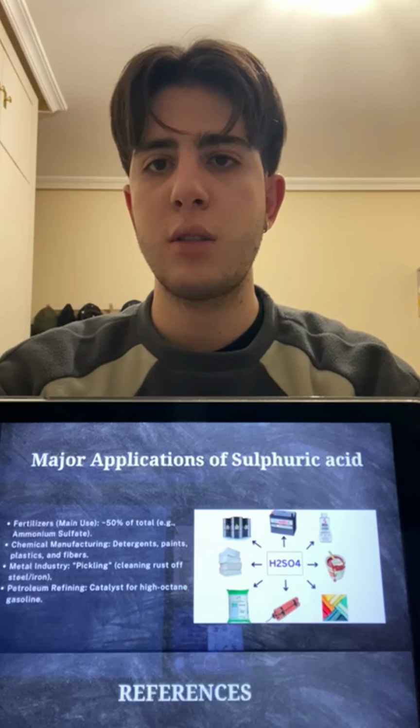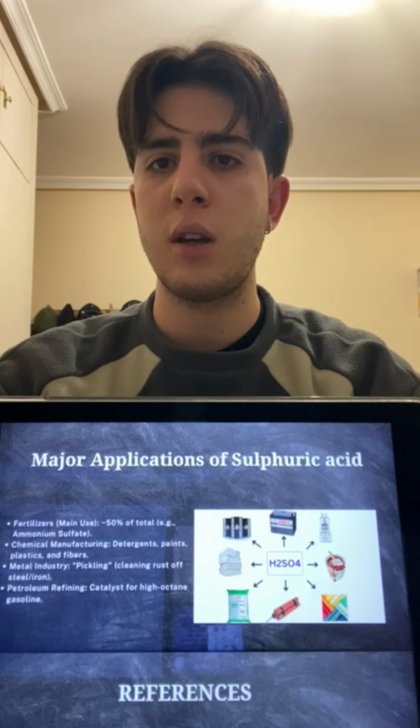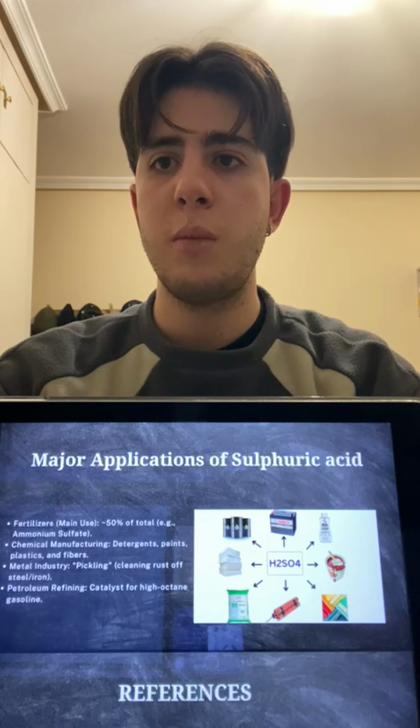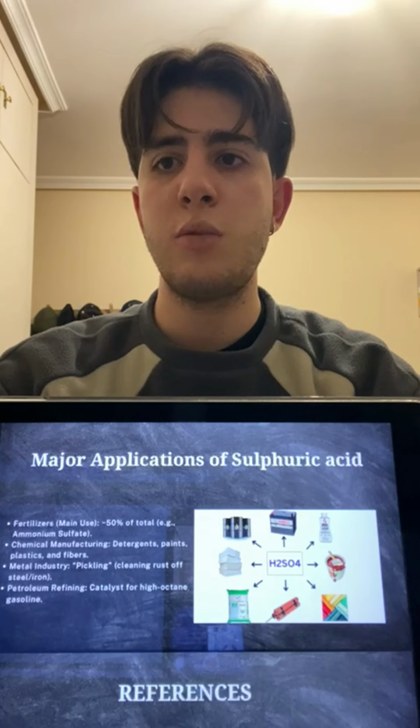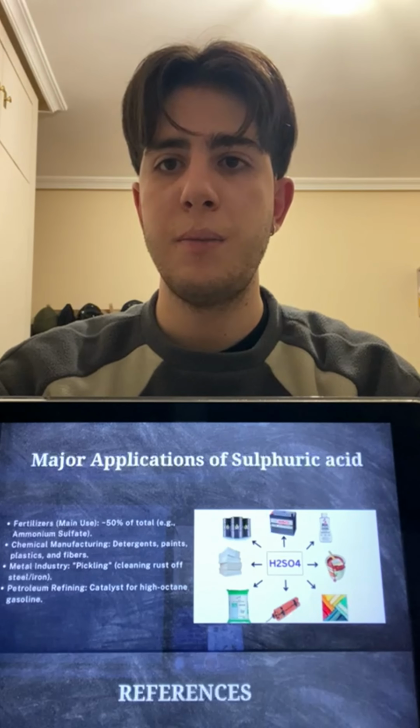Beyond farming, it is the workhorse of the chemical industry. We use it to manufacture detergents, synthetic fibers like rayon, and even paints and pigments like titanium dioxide. In the metal industry, before steel can be galvanized or plated for your car or appliances, it must be cleaned of rust. This process, called pickling, uses huge baths of sulfuric acid.